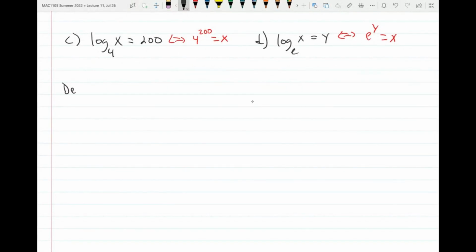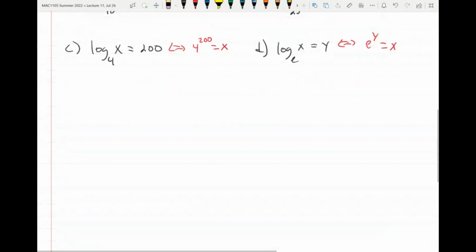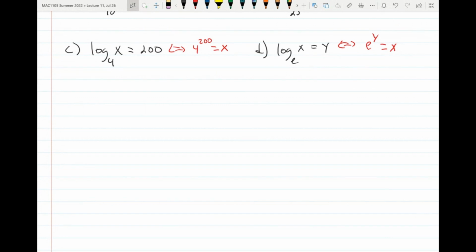So definition. Now you understand this operation, we can make this a function. So logarithmic function. Let's do it this way. Definition, logarithmic function.